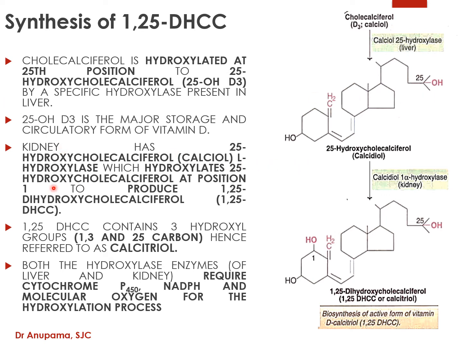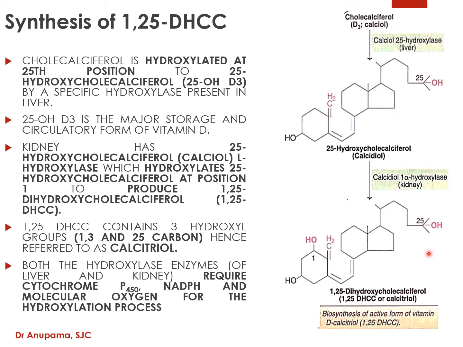Kidney, it has 25-hydroxycholecalciferol 1-hydroxylase. So this particular enzyme hydroxylates the 25-hydroxycholecalciferol at position 1 to produce 1,25-dihydroxycholecalciferol, which is also called calcitriol or 1,25-DHCC. The 1,25-DHCC contains 3 hydroxy groups, one at position 1, at carbon 3, as well as at the 25th carbon. Hence it is referred to as calcitriol.